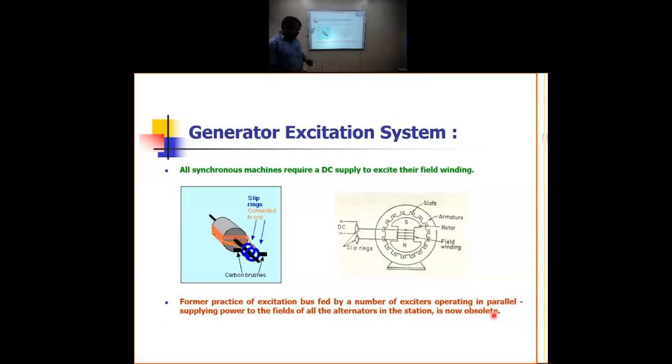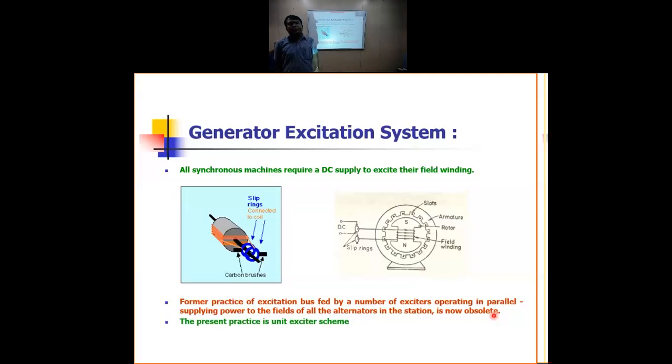And the present scheme is to have the unit exciter scheme. Unit exciter means, most probably by this time you came to know what the meaning of unit is. When you visit some power station, you will see that the people are calling unit 1, unit 2, or unit 3, or there are 3 units in the power station, or there are 2 units in the power station.